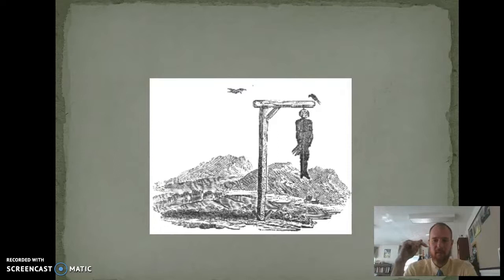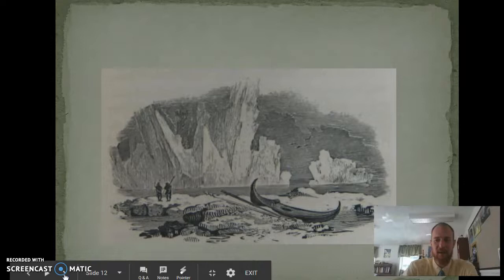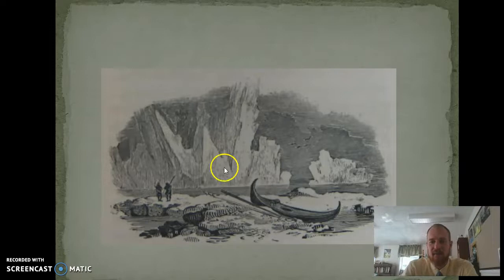Let's see if I can get to the next slide here. Okay, here we see a really interesting scene. These are icebergs jutting out of a very cold northerly sea. They have harvested, it looks like, some sort of sea mammal, I think. It could be seals, and the bones, I think, are left behind. There's a kayak here and two figures, sort of taking in the view.